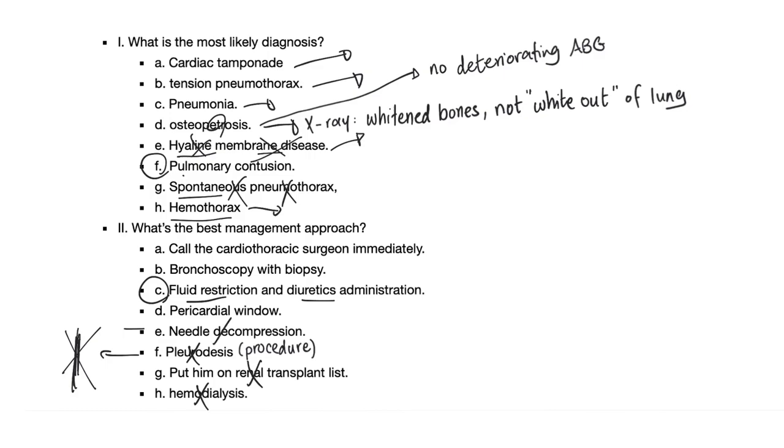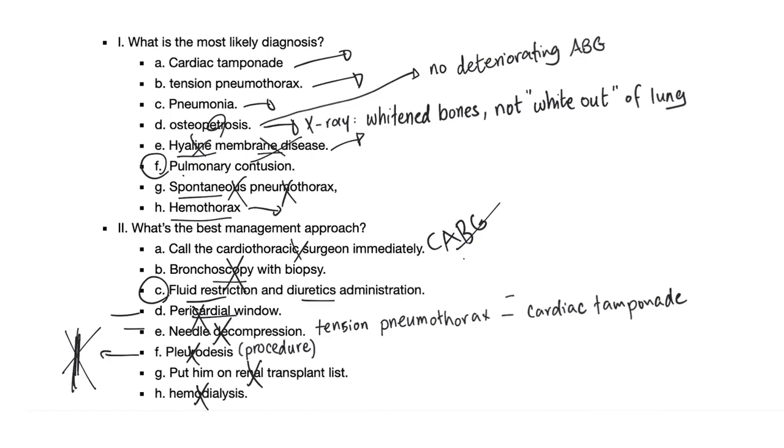Needle decompression is used for pneumothorax or tamponade, if it's the heart. Pericardial window is used for cardiac tamponade. Bronchoscopy with a biopsy, it's not cancer. Call the cardiothoracic surgeon immediately. It's not a CABG. This occurs with myocardial infarction when you have like three vessel disease and diabetes and everything is like when the bleep hits the fan.